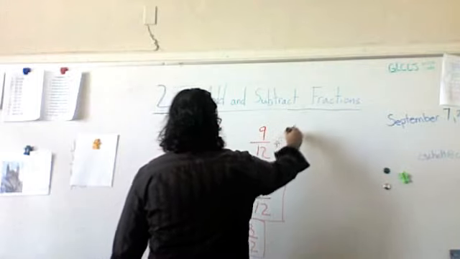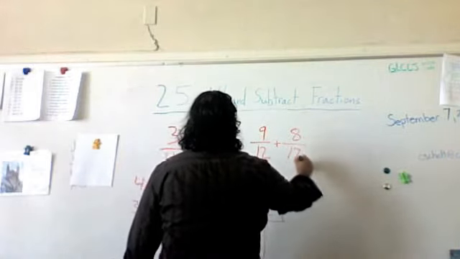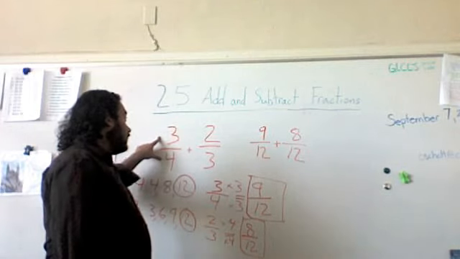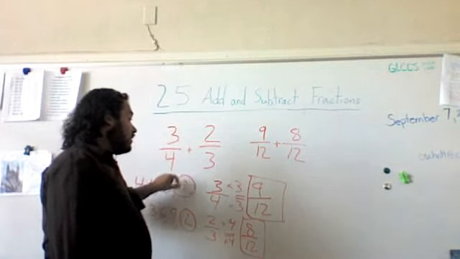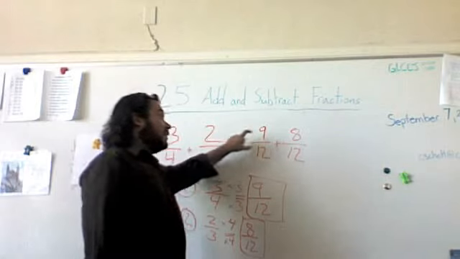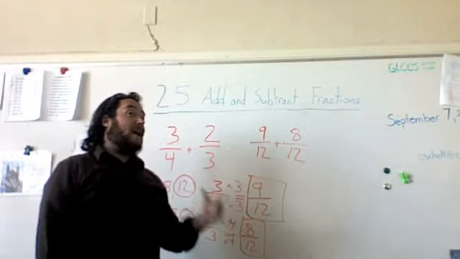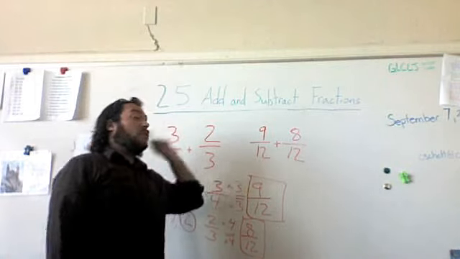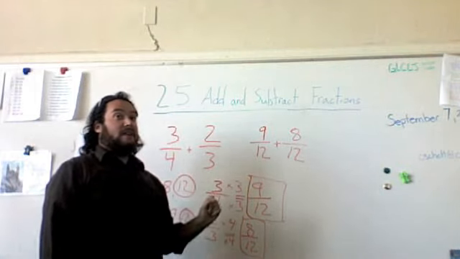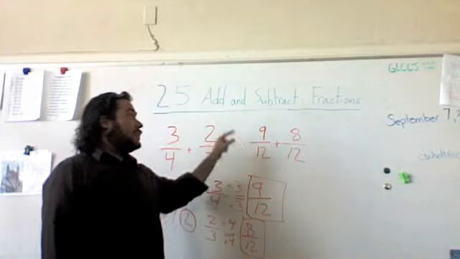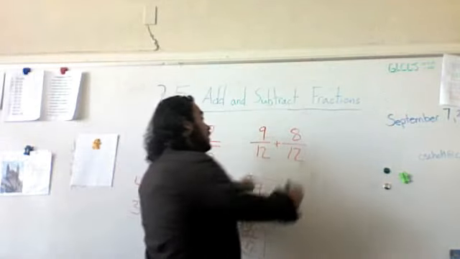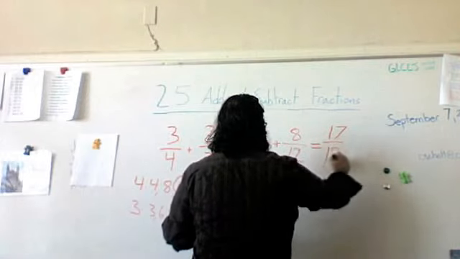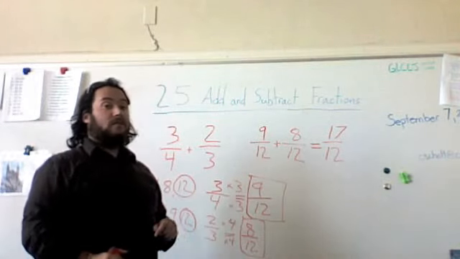9/12 plus 8/12. We've just taken the fractions we had originally and changed them so they have the same denominator, so that now we're allowed to add them together. Because the denominators are the same, we just add our numerators and get 17. The denominator stays the same, it's a 12.